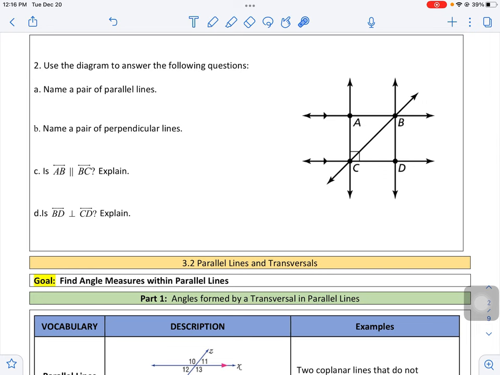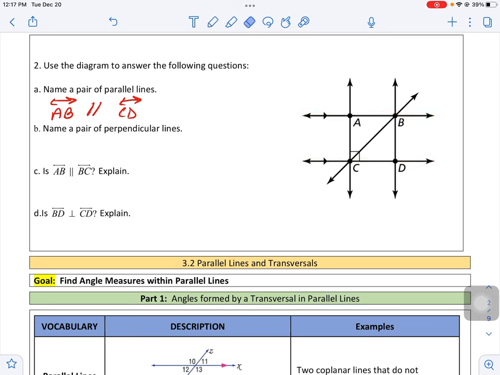Next, it says, use the diagram to answer the following questions. Name a pair of parallel lines. Remember when we were talking, if you see these little triangles, those triangles show parallel lines. So this line and this line are going to be parallel. So line AB is parallel, and remember, that's the symbol, two lines kind of curved, like diagonal, mean parallel. So line AB is parallel to line CD.